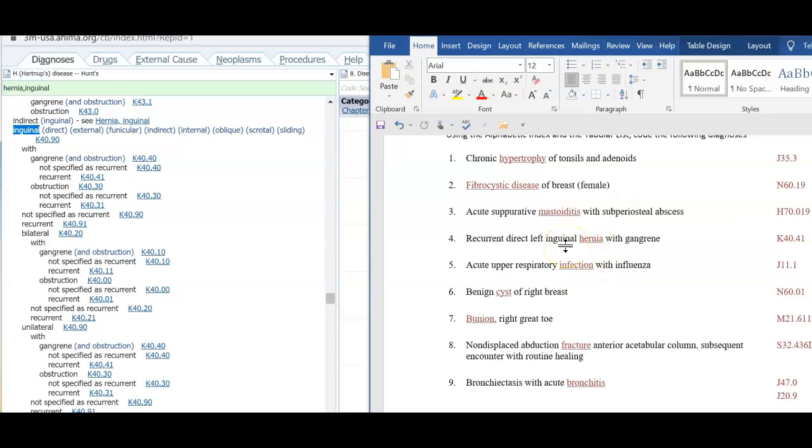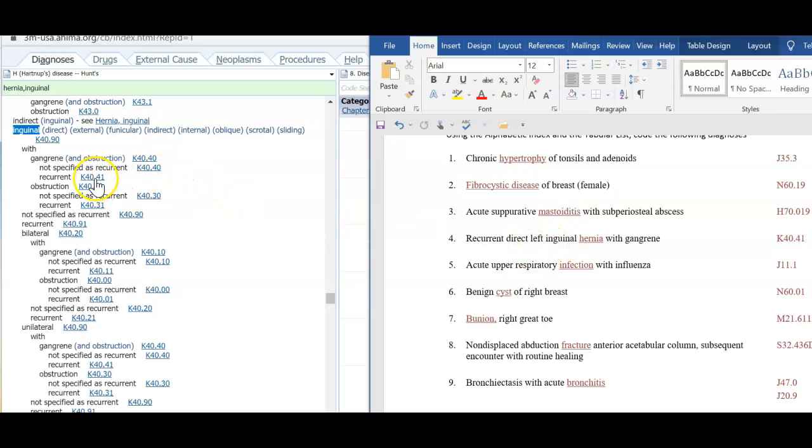So my first two words, we know it's recurrent, we know it's direct. We have a lot going on here. So here direct is in parentheses, correct? So that's included. So we know it's with gangrene, okay? And we go down further to our next subterm, recurrent. Okay, so everything is covered.